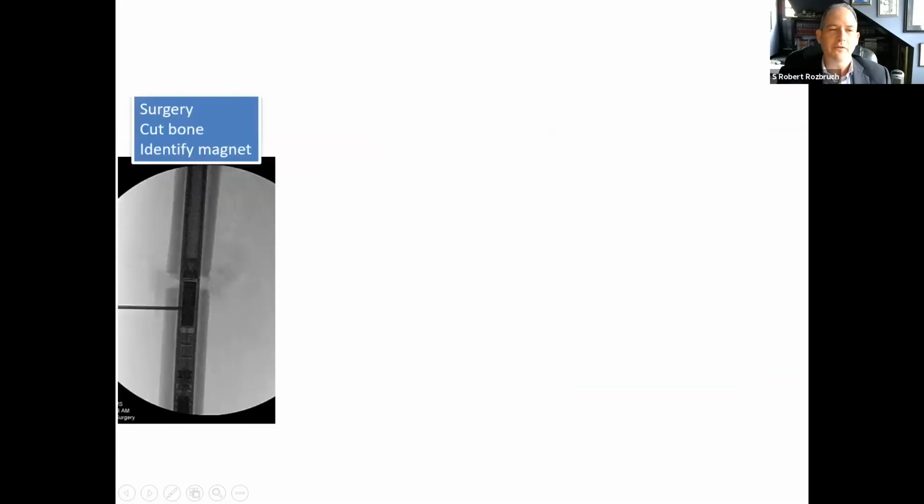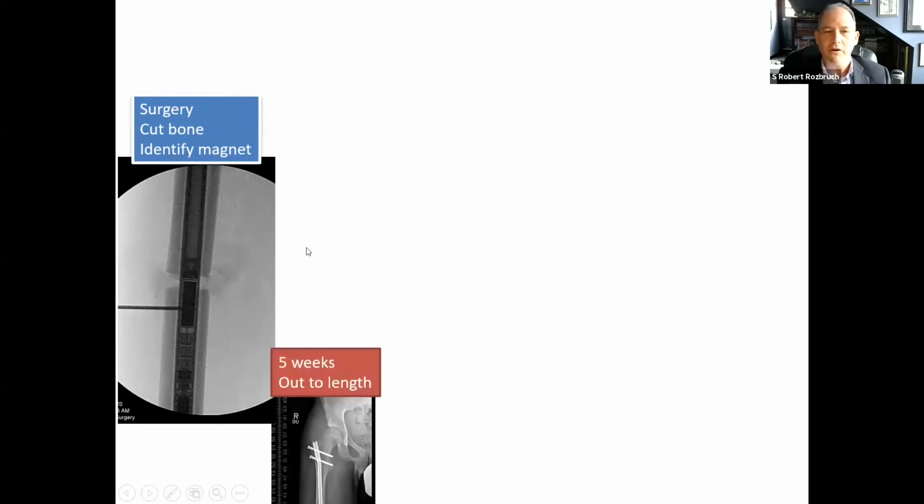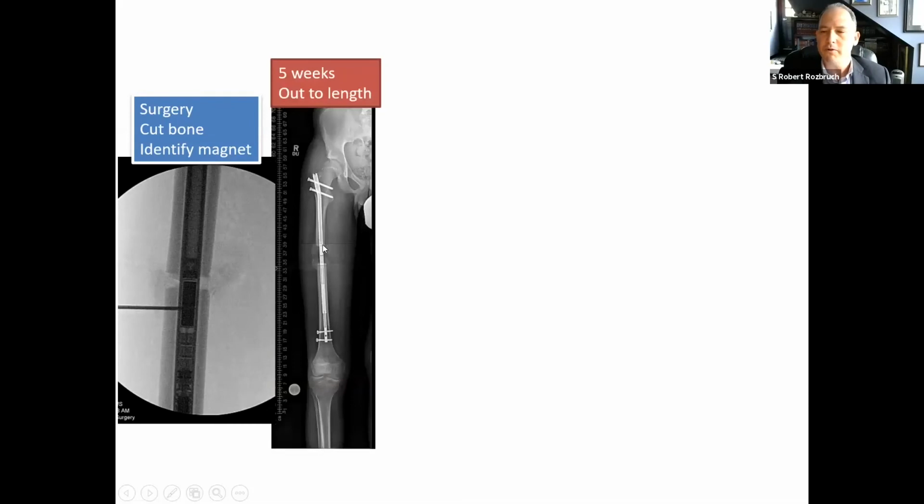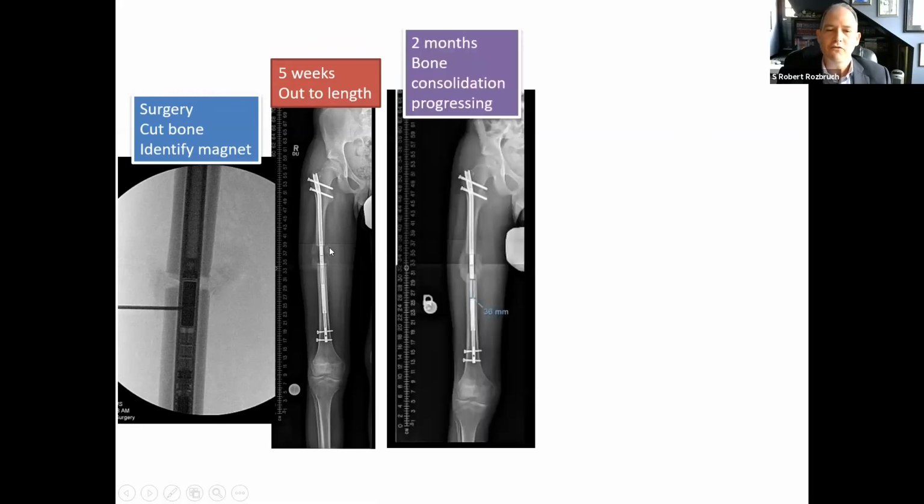The timeline was as follows. At the time of surgery, we cut the bone. We identified the magnet inside the internal lengthening nail. We marked the skin with a magic marker so that the patient knows where to place the external remote control device. At 5 weeks, he's out to length, and you can already see the regenerate formation. And at 2 months, the regenerate is radiographically consolidated, and we can call this healed at that point.